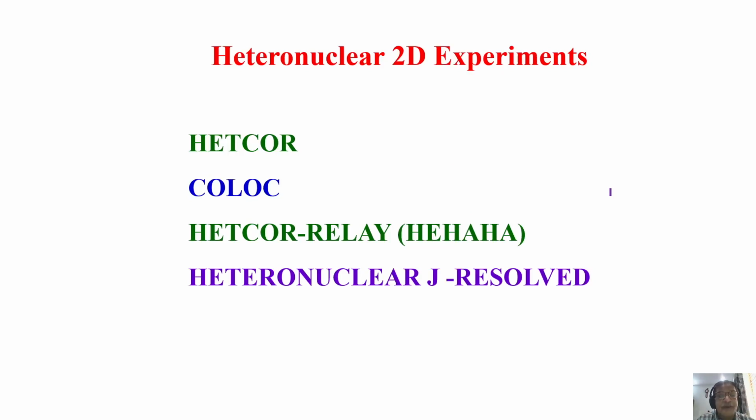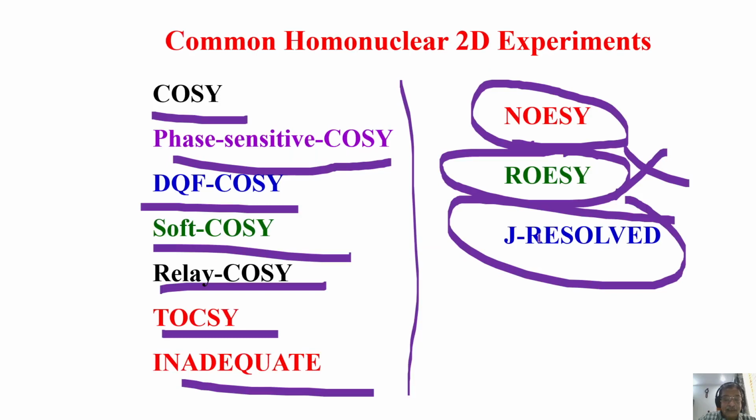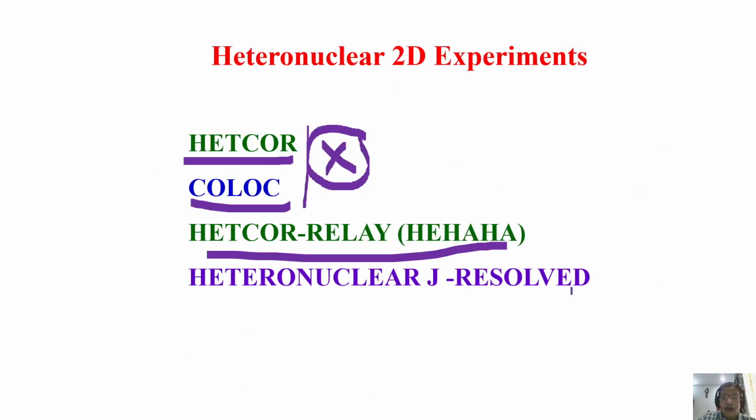Similarly, the heteronuclear 2D experiments commonly used are HETCOR or COLOC. These are all outdated nowadays. I am going to tell you what we do in this case. Nowadays, nobody is going to use this type of experiment. To enhance the speed, we use inverse experiments. There is a relay experiment called HEHAHA, heteronuclear Hartmann-Hahn. In the earlier case, we have TOCSY, which is called HOHAHA, that means homonuclear Hartmann-Hahn. This is HEHAHA, heteronuclear Hartmann-Hahn. So there is also heteronuclear J-resolved. There are a number of such experiments possible. You can do that.